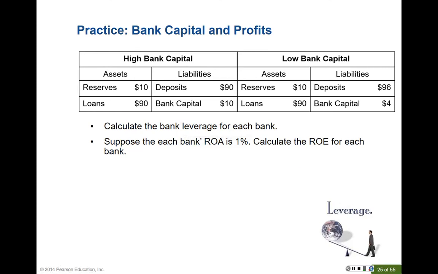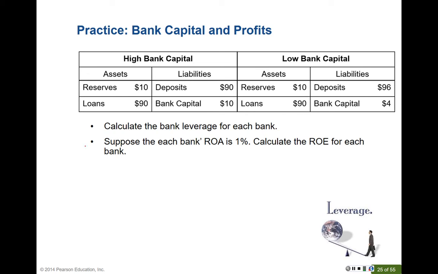Let's do this practice: the bank capital and the profit. We can use the return on equity, return on asset, and the DuPont equation to solve this problem. In this case, you can see there are two different banks. One bank is called a high bank capital. The other bank is called a low bank capital.